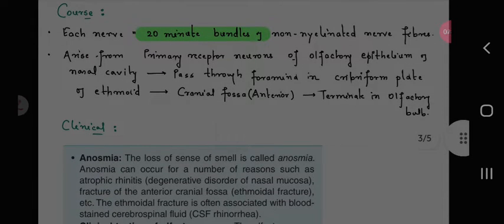Course: each nerve consists of about 20 minute bundles of non-myelinated nerve fibers that arise from primary receptor neurons of the olfactory epithelium of the nasal cavity, pass through foramina in the cribriform plate of the ethmoid in the anterior cranial fossa, and terminate in the olfactory bulb.